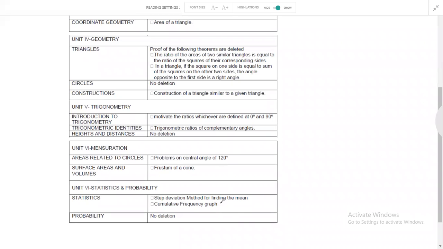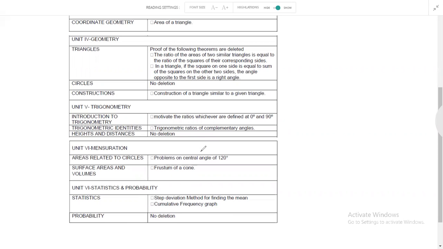Remaining everything, that means how to find the mean of a grouped distribution using assumed mean method and direct method, then median for grouped data, mode for grouped data, and histogram. These things will be coming for the examination. Then from the chapter probability, nothing is deleted. This is a small chapter and there is nothing deleted from it. So everything will be coming for the examination.